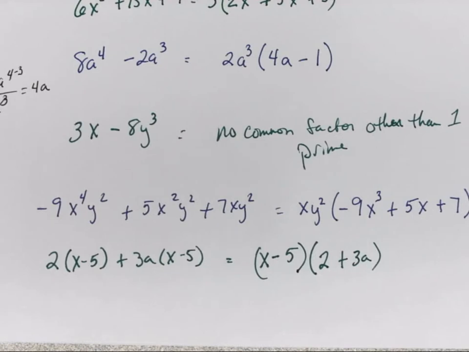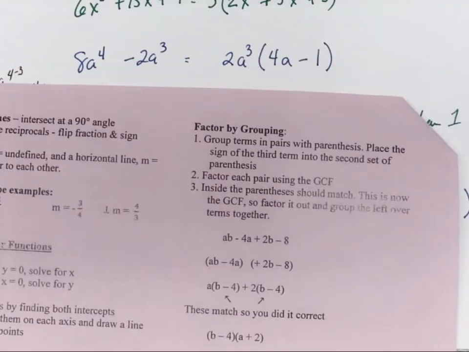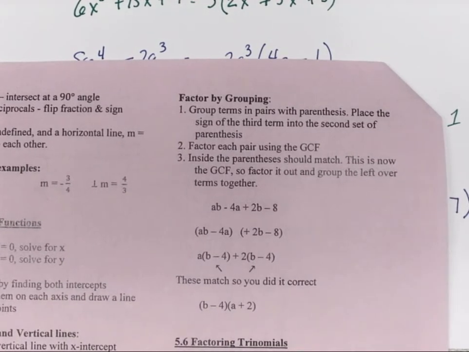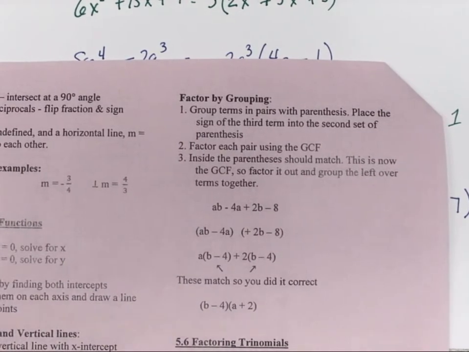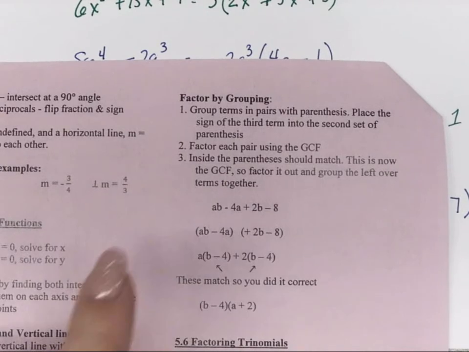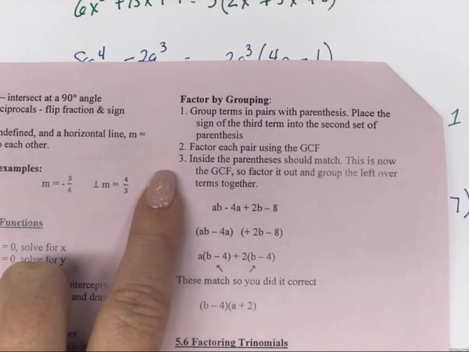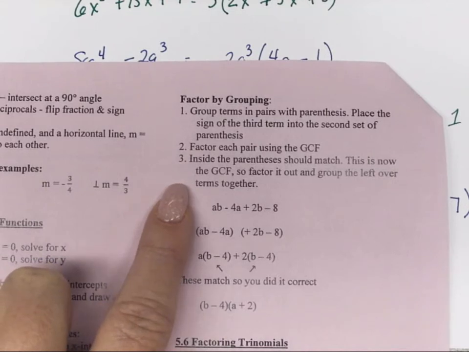All right, so now we're going to look at factor by grouping. For factor by grouping, we're going to group the terms in pairs with parentheses. Place the sign of the third term in the second set of parentheses, factor each pair using the GCF, and what's inside the parentheses should match. This is now the GCF, so factor it out and group the leftover terms together. Okay, so that's a lot of words.